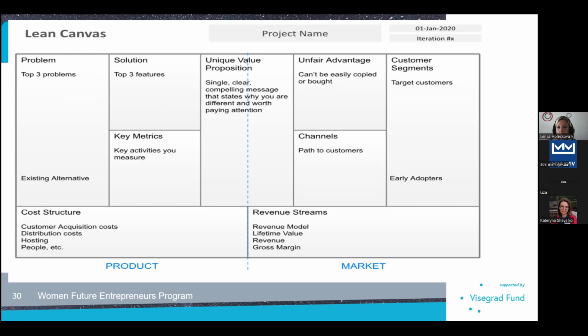And my question is, have you ever heard about the lean canvas, about this form of business plan? Is there anyone who has heard about it? It's a relatively new form.